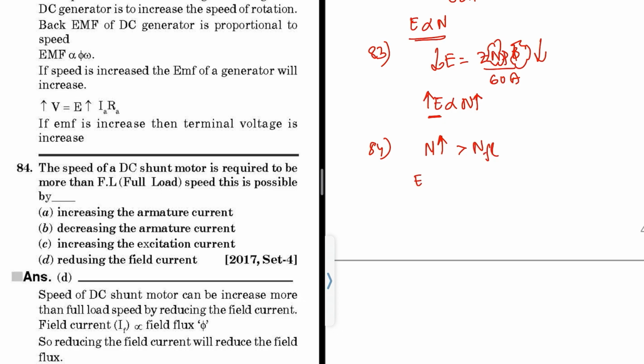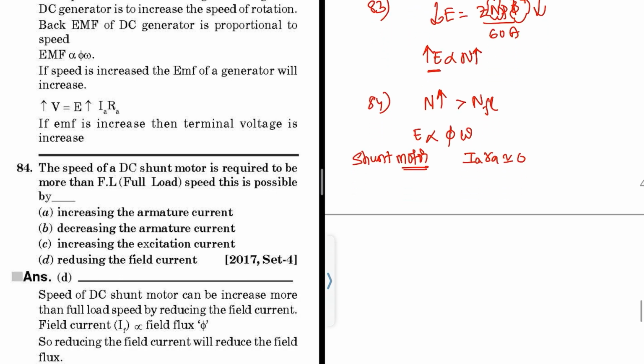In general, you know that E is proportional to phi into omega, right? Generally in a shunt motor, if I assume the IaRa drop is 0, then E is proportional to V, phi, omega. In the shunt motor, V is constant, so omega is inversely proportional to 1 by phi. So if I want to increase the speed, I should reduce the flux. Flux is directly proportional to field current, so if I want to decrease the flux, I want to reduce the field current.